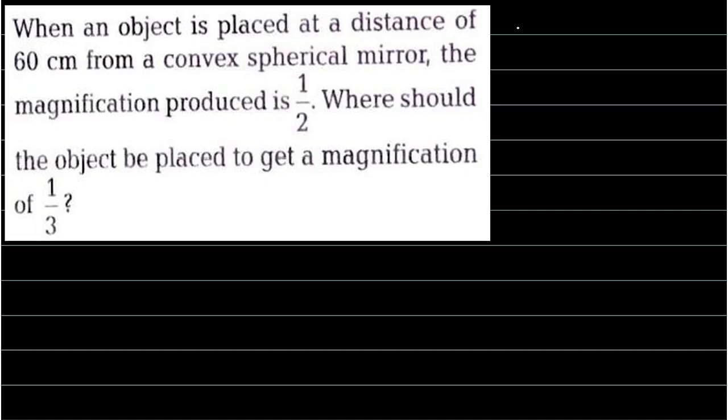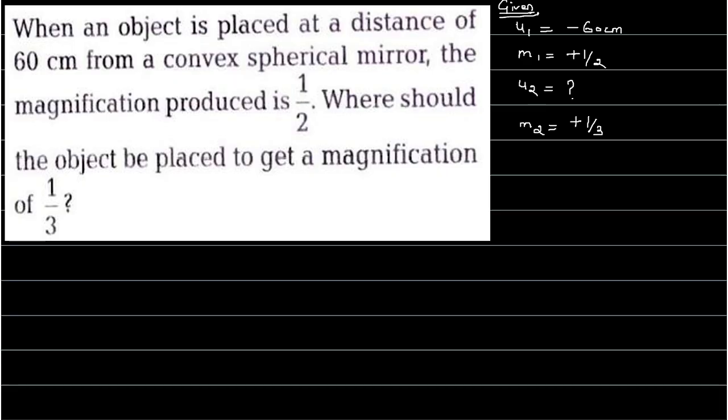Anyway, let's write what is the data given. So we are given u1. u1 is minus 60 centimeter. m1 is given plus 1 by 2 because it's a convex mirror. u2 we have to find out. m2 is given, that is plus 1 by 3. This is the given information which I just conveyed to you.